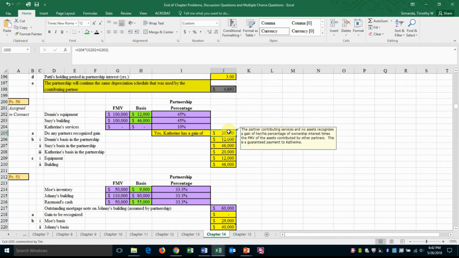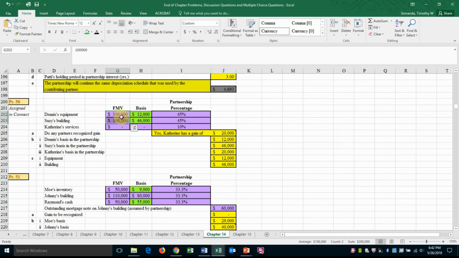So what is the value then of this guaranteed payment for Susie? Well, it'll be the addition of the sum of the two fair market values of the property given by Dennis and Susie times her 10% ownership interest, or $20,000.